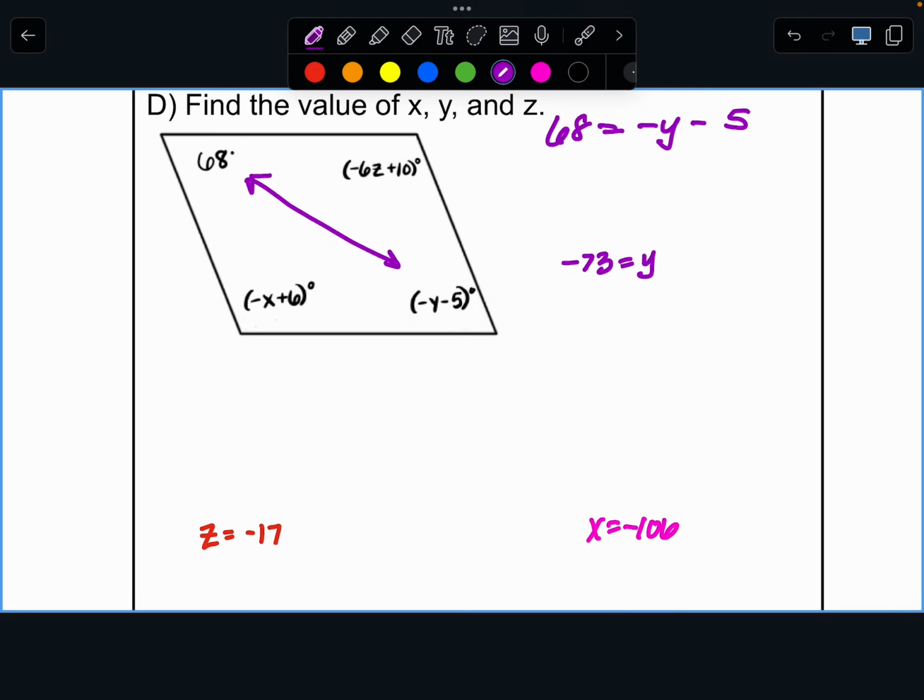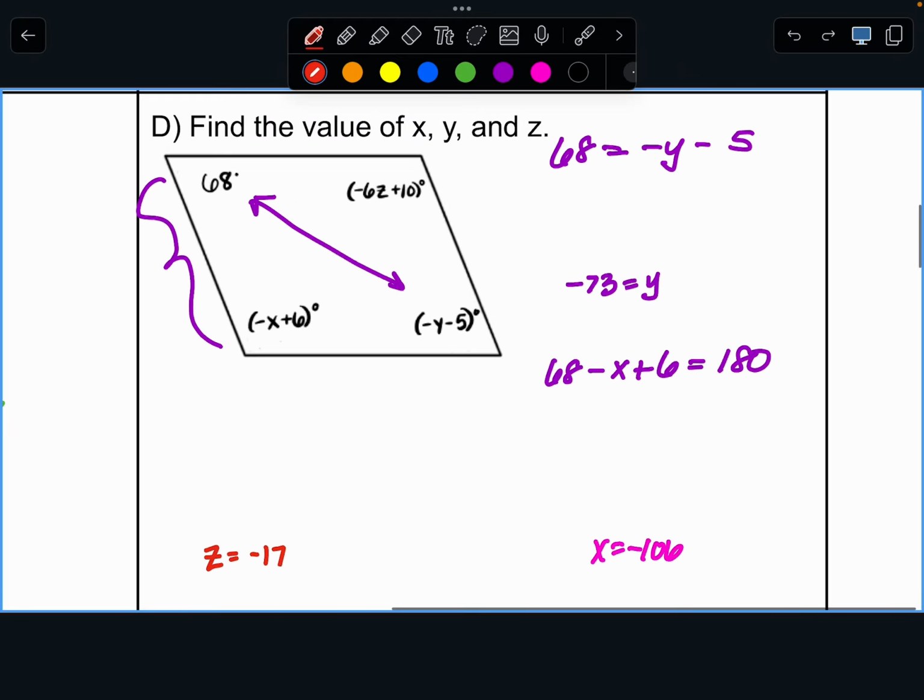Then, I know that these two are supplementary. So then I have 68 minus x plus 6 equals 180. These two different angles equal 180. And the last one is that these angles equal 180. So 68 minus 6z plus 10 equals 180. So then you can go through those steps and find the values for x, y, and z.